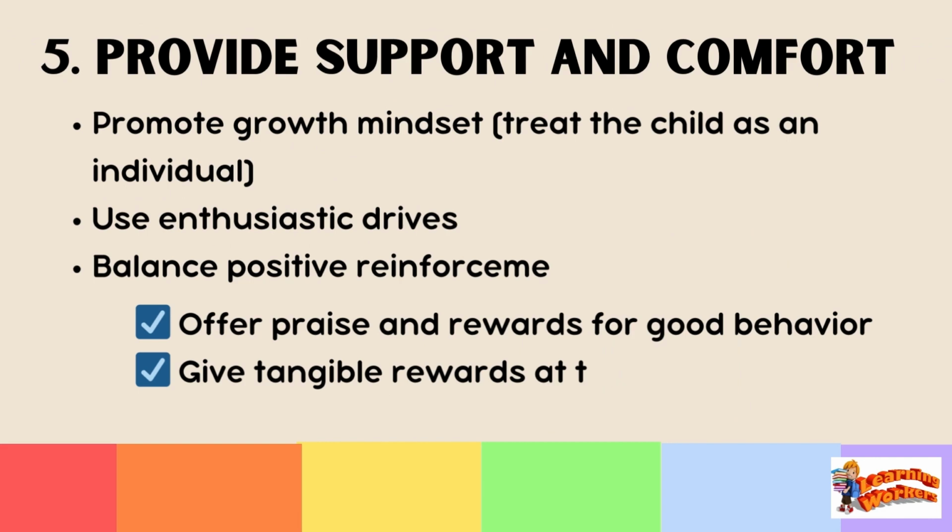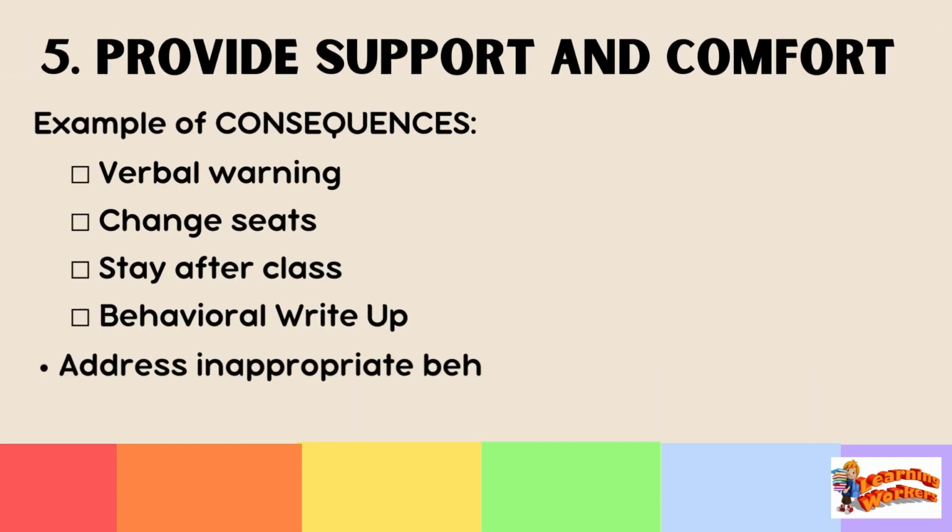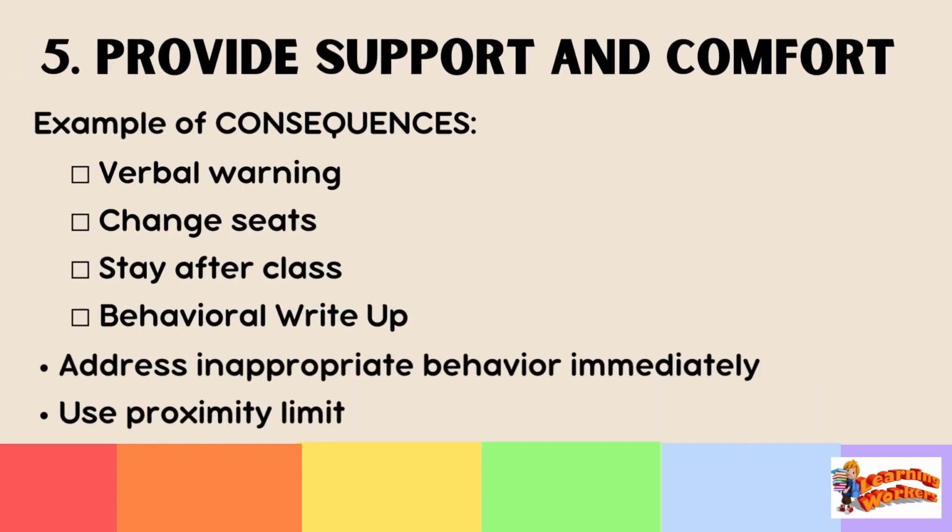5. Provide support and comfort. Promote a growth mindset. Treat the child as an individual. Use enthusiastic drives. Balance positive reinforcement with consequences. Offer praise and rewards for good behavior. Give tangible rewards at the end of the class. Examples of consequences: verbal warning, change seats, stay after class, behavioral write-up. Address inappropriate behavior immediately, and use proximity limit.